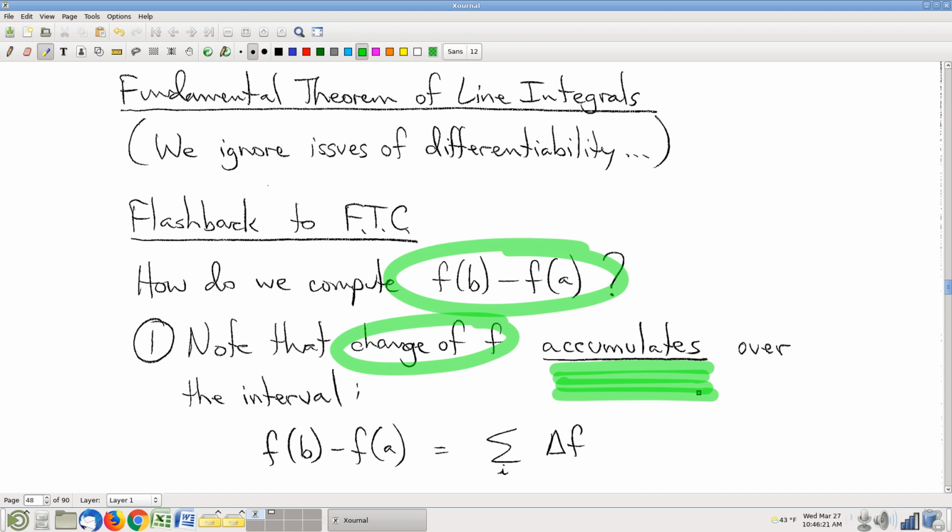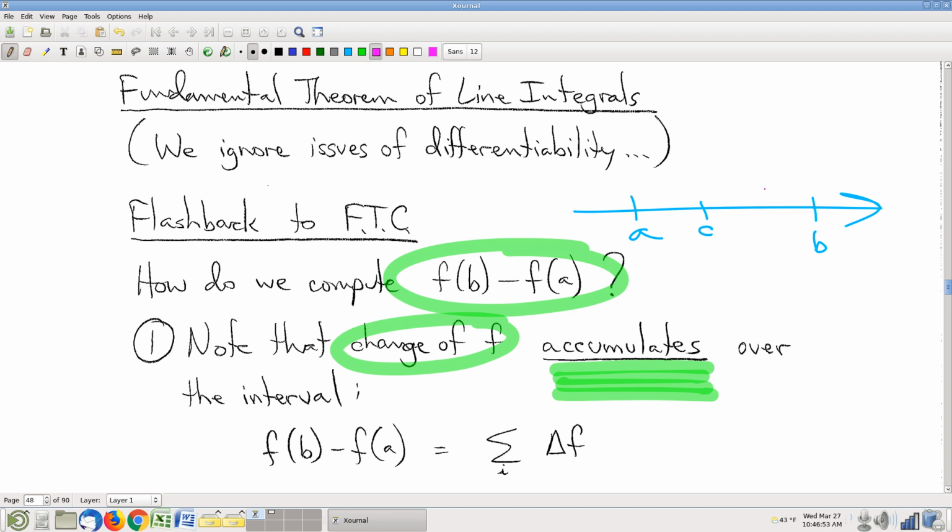Specifically, if you look at the interval here from A to B, and you were to cut it somewhere, let's say there, and you're interested in how much the function changes between A and B, that is the sum of how much it changed between A and C, plus how much it changed between C and B. Change just has this feature. That's how change works, right?